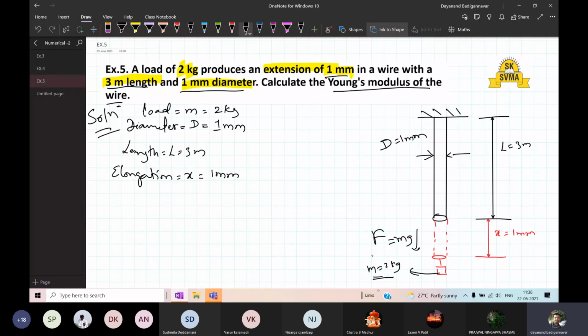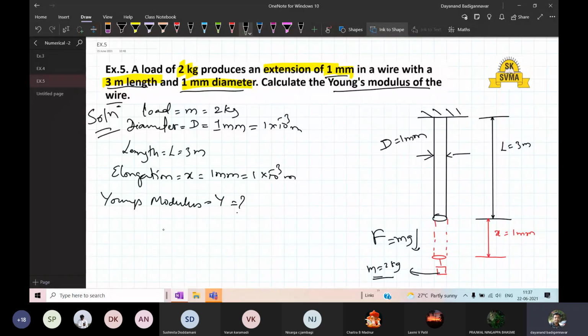Once you apply this mass, there is an elongation. The elongation is 1 mm, which means 10 to the power of minus 3 meters. The length is the same. The diameter is 1 mm, 10 to the power of minus 3 meters. So calculate the Young's modulus. Has anybody done the calculations? Young's modulus.